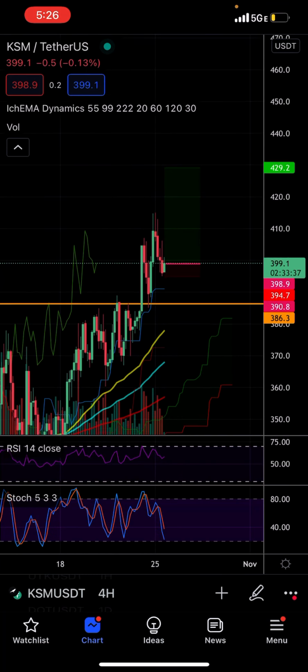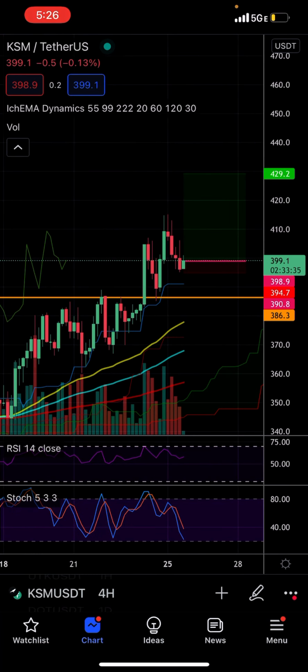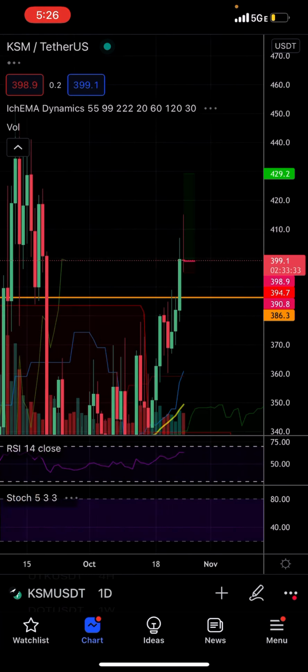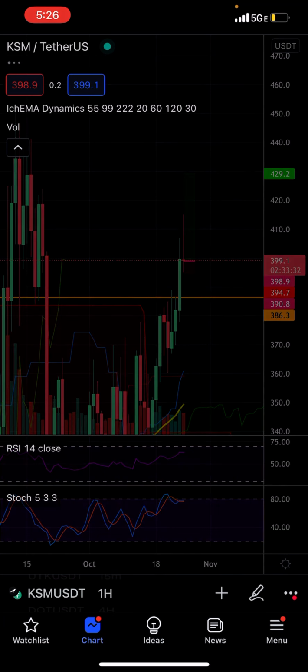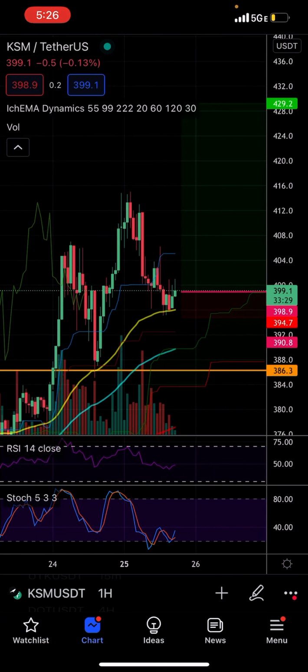This might be in a good position to get into a bigger move up. So KSM is a good buy here. Initially, it's a good low-risk setup because we have that tight stoke, that tight stop loss.